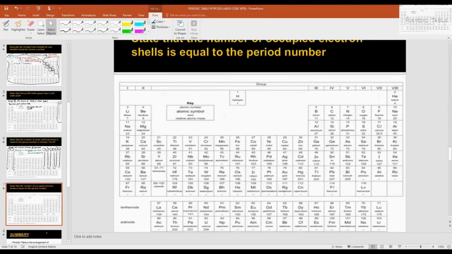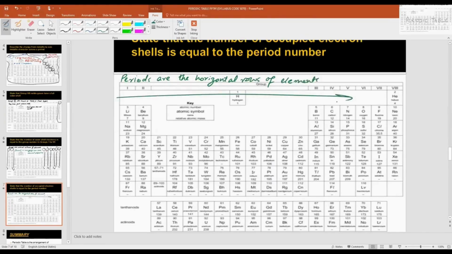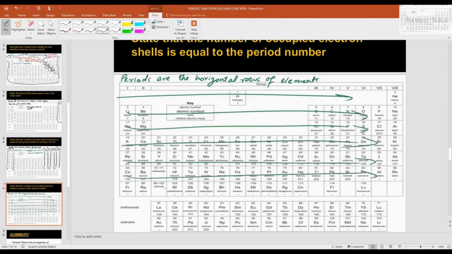State that the number of occupied electron shells is equal to the period number. Horizontal rows of elements in the periodic table are called periods. Periods are the horizontal rows of elements. These are the periods. So period number 1, period number 2, period number 3, 4, 5, 6, 7. Period number tells us the total number of occupied filled electron shells.